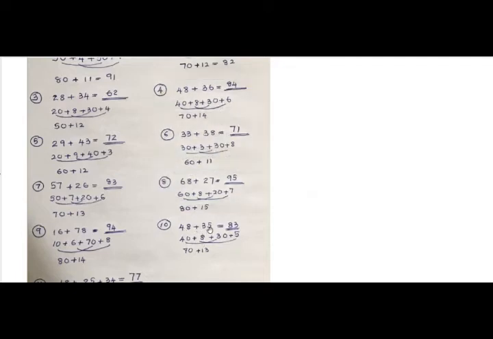Plus 35. How many units? 5 units. How many tens? 3 tens. 3 tens means 3 times 10, 30. We add tens together, units together. 40 plus 30. 50, 60, 70. Answer is 70. 8 plus 5. 9, 10, 11, 12, 13. 8 plus 5 is 13. So we add 70 and 13 together. 0 plus 3, 3. 7 plus 1, 8. So the answer is 83.